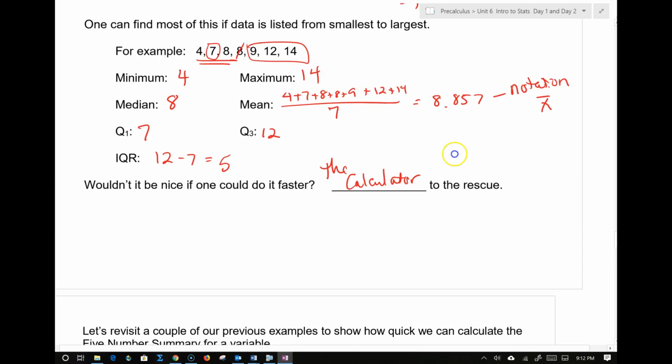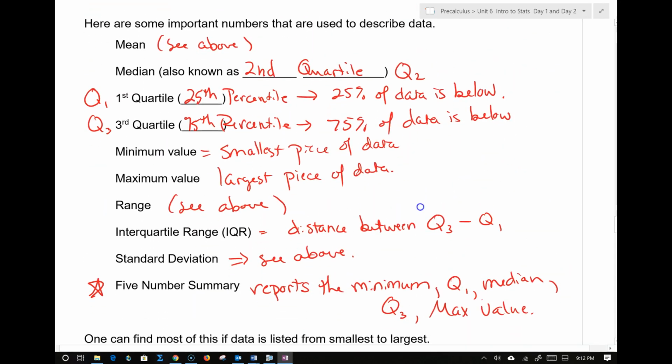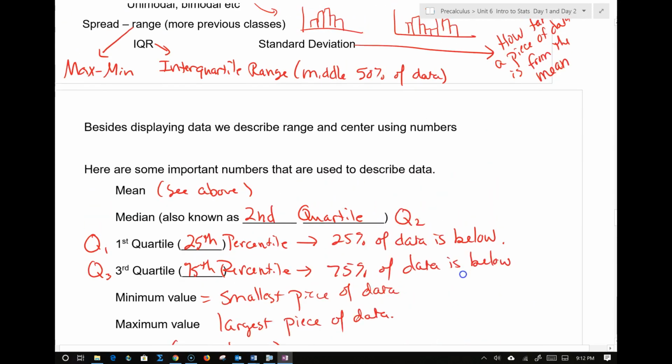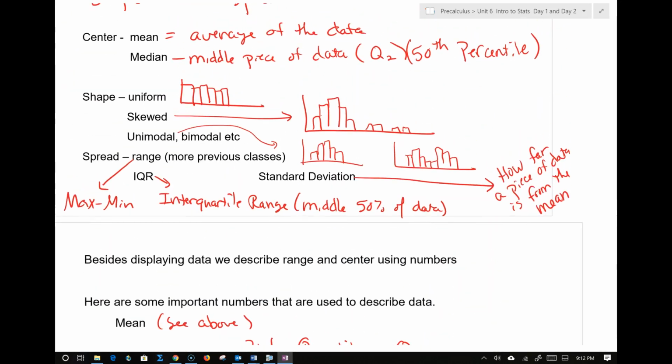Just remember a quick review of yesterday. We had a lot of terms that we had to come to know. Plus, we talked about histograms, dot plots, stem and leaf plots. We're going to talk about box and whisker plots. But just remember a few terms. We talked about the mean, which is your average of the data. The median is the middle piece of data, the exact data in the middle. It's called the second quartile. It's also known as the 50th percentile, because 50% of the data is below that number. So it's right there at 50%.